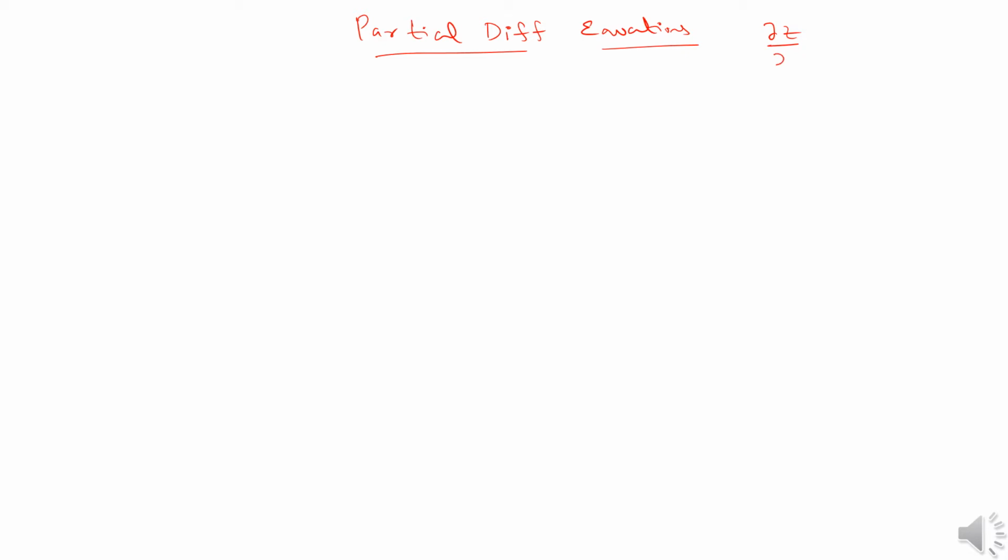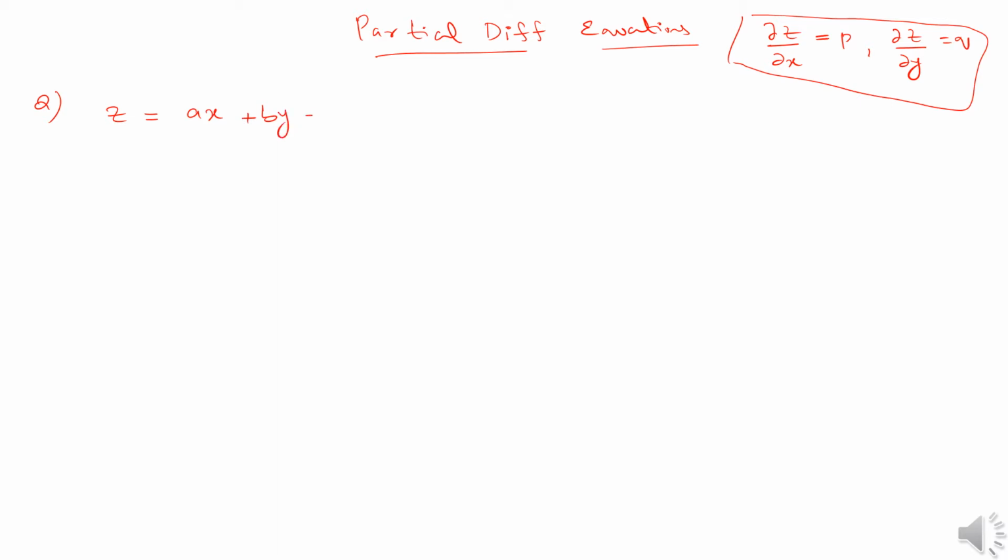∂z/∂x, we can write it as small p, and ∂z/∂y, we can write it as small q. So we will use these notations in the later stages when we will solve some examples. So let's take a simple example. Perhaps it's the simplest example. I can say it's z is equal to ax plus by plus a squared plus b squared.